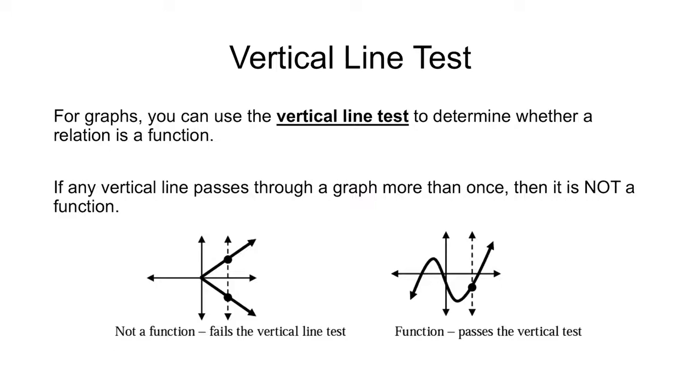So look in this example. This is not a function because you see here there's a vertical line. It passes through the graph more than once. You can see here it passes through 2 points. So it's not a function.